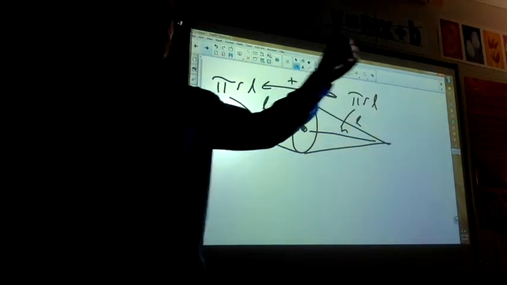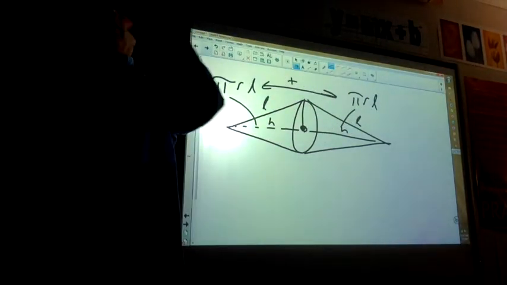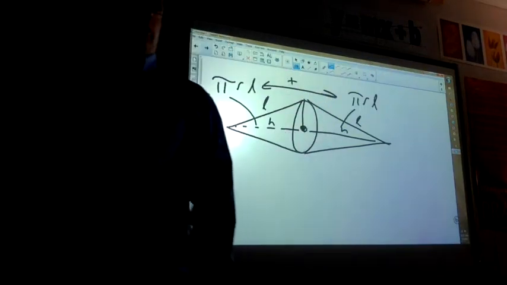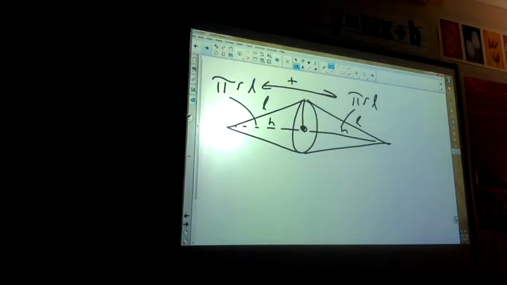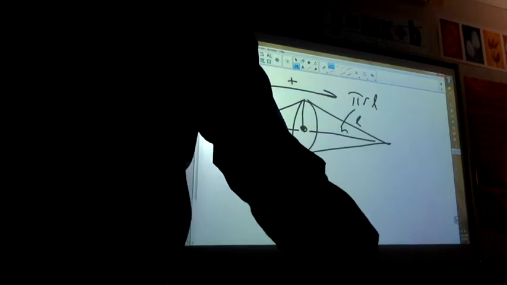Because I could have a really long cone like this, and then I could have a really stumpy one. So a little stumpy cone and a real long one. That would still work. So that's really all that we're looking for as far as this quiz goes.